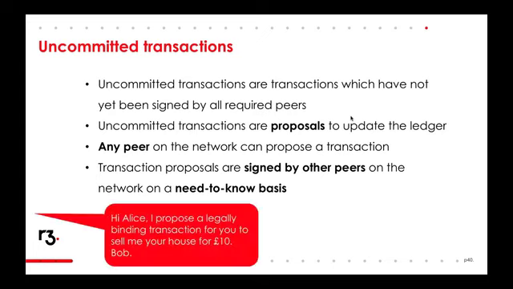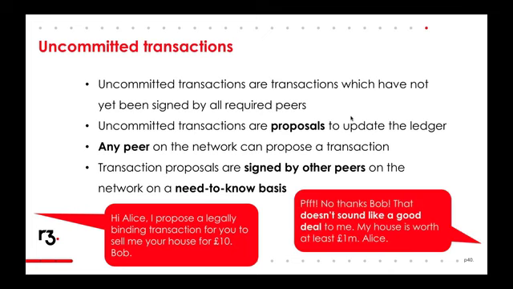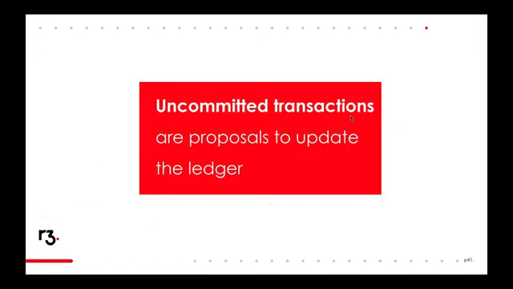Just to demonstrate very trivially that transactions are indeed proposals, you can have Alice propose a legally binding transaction for Bob to sell his house for £10. But obviously this is a silly transaction because Bob would never sell his house for £10, right? So Bob doesn't want to enter into that deal. Therefore, the proposal is never committed. It always remains uncommitted. If Alice wants Bob to sell his house, he needs to inspect the proposal and sign it. The point at which he signs it is the point where he enters into the deal. If he doesn't sign it, the proposal remains uncommitted. So we say that uncommitted transactions are just proposals to update the ledger, and it's important to remember this.